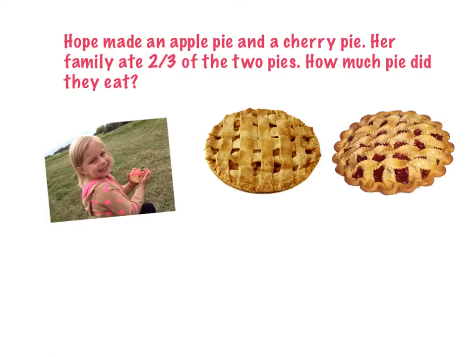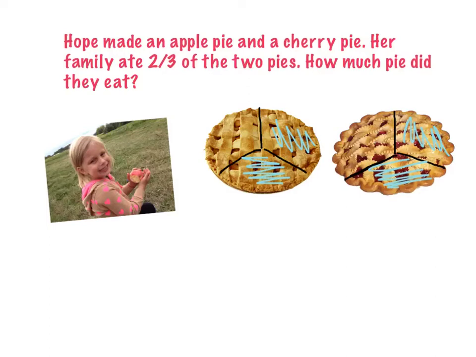So I'm going to start by drawing out some thirds on our pies. And then I'll shade in 2/3 on each. So this is 1/3 and this is 2/3. Okay? And then I'll do the same thing with the other pie. So we'll break it into thirds. And then we'll shade in 1/3 and then 2/3.